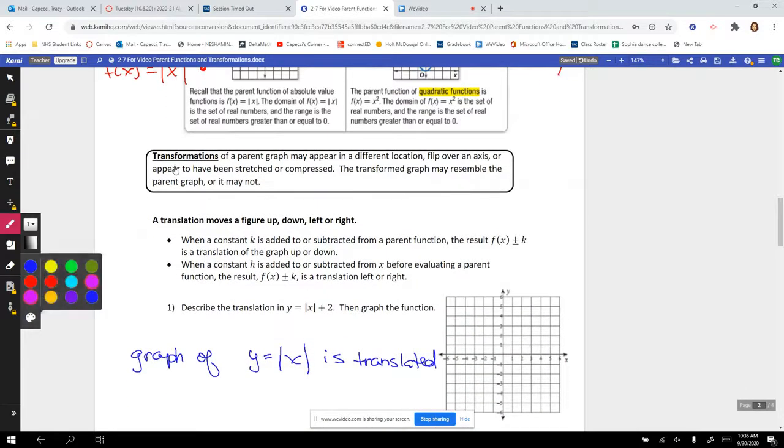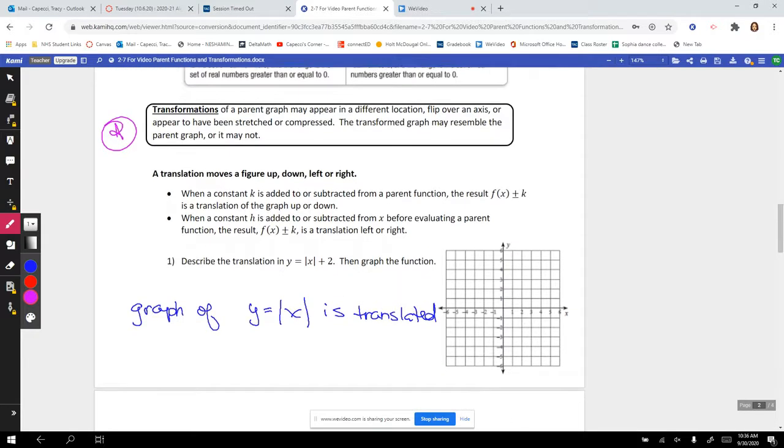Okay, transformations. Transformations of a parent graph may appear in a different location, flip over an axis, or appear to have stretched, which means kind of get wider, or compressed, which means kind of get a little bit more narrow. The transformed graph may resemble the parent graph, or it may not. Usually it does. You might not recognize it right away, depending on how the shifting is. But everything we're going to do in this class, we're going to be able to see a good comparison. Now, a translation is something that moves up, down, left, or right.